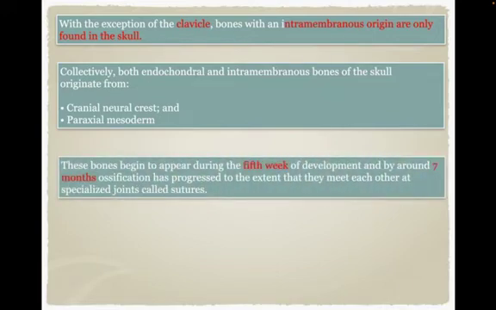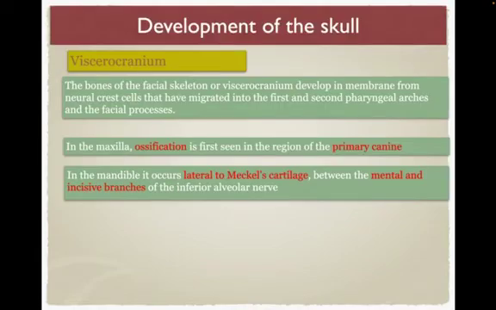Now these bones begin to appear during the 5th week of development, and by around 7 months ossification has progressed to the extent that they meet each other at what we call sutures. So basically the growth of the skull, the intramembranous bone of the cranial vault, will continue from the 5th week up to the 7th month. By that time, we're going to have contact between these bones in the form of sutures.